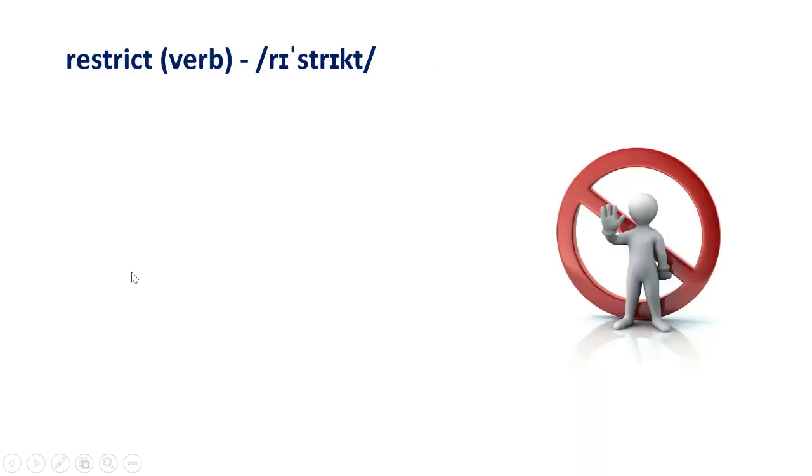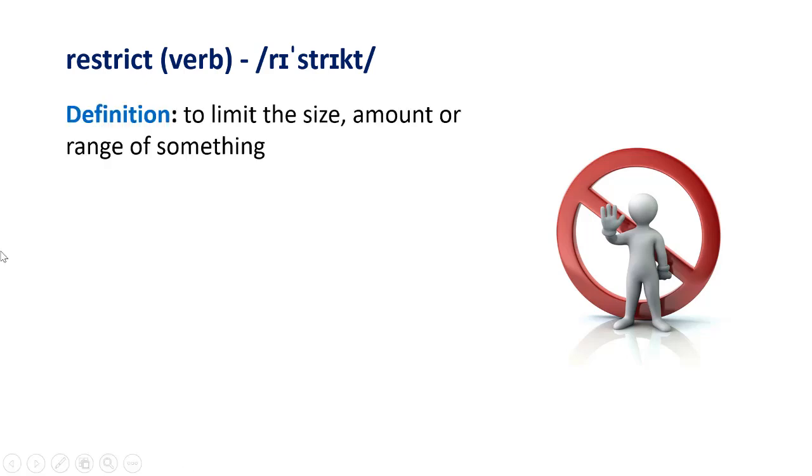Okay, and for the next word we have learned, the word restrict. It is a verb, right? And you see this phonic, we need to stress the second syllable. Strict, okay, restrict. You should not pronounce it as restricts, it is wrong. You should pronounce restrict. And the meaning of the word restrict, it means to limit the size, amount, or range of something.